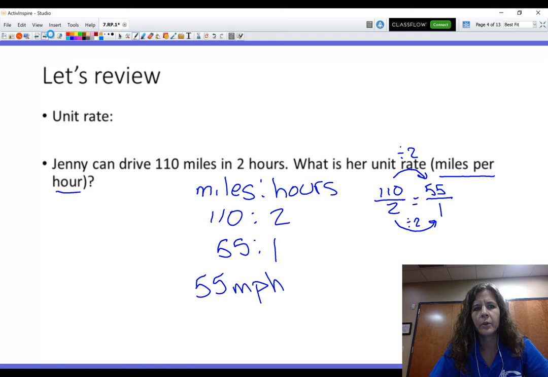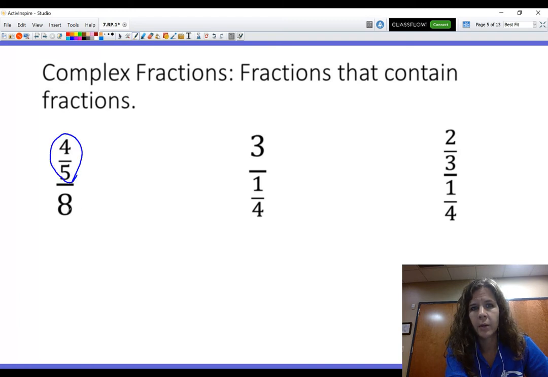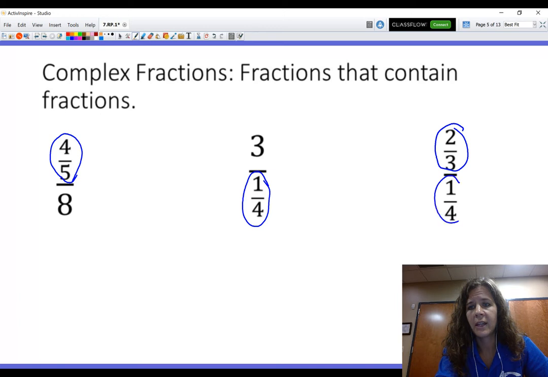Okay, let's look at complex fractions. They're just fractions that contain fractions. So you can see in this first example, the numerator is a fraction while the denominator is a whole number. In the second example, the numerator is a whole number and the denominator is a fraction. And then in the third example, both the numerator and the denominator are fractions. Let's look at a way to simplify this. I don't like fractions inside of fractions.